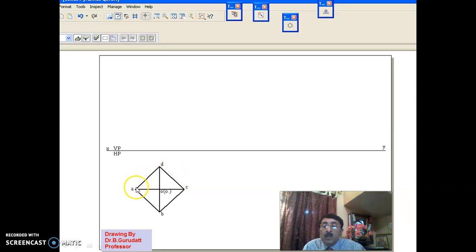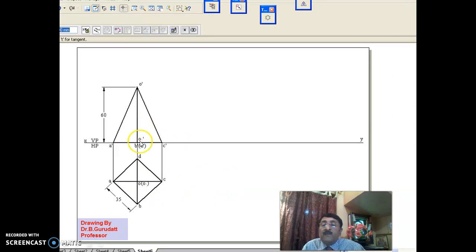Once you draw the square pyramid in this way, draw AB, BC, CD and DA. Then you draw OA, OB, OC and OD. You have 8 edges here in the top view. Then get the front view also.